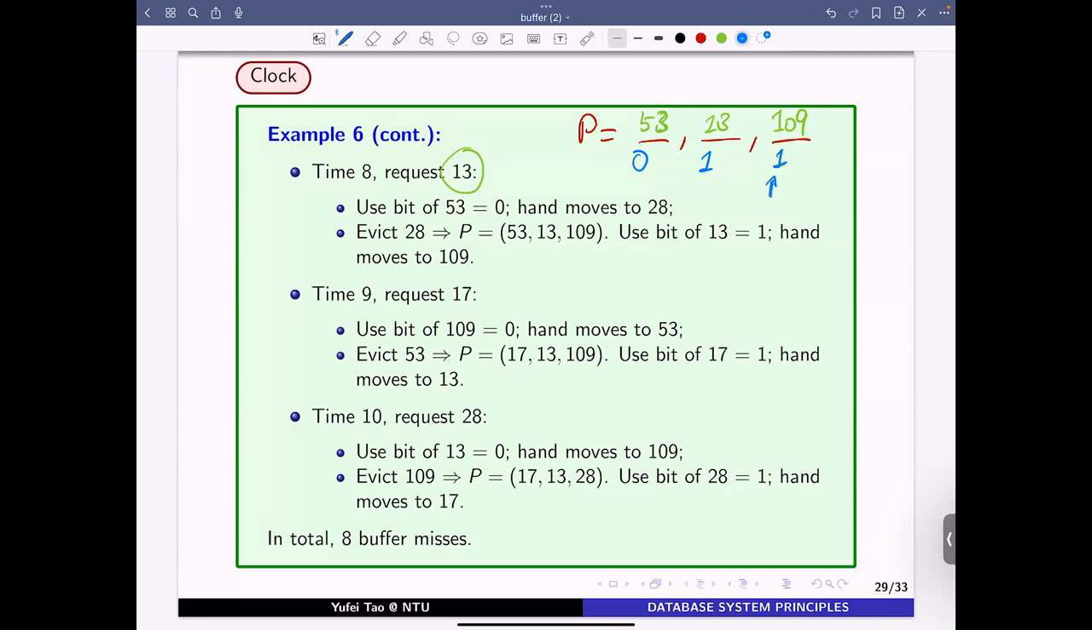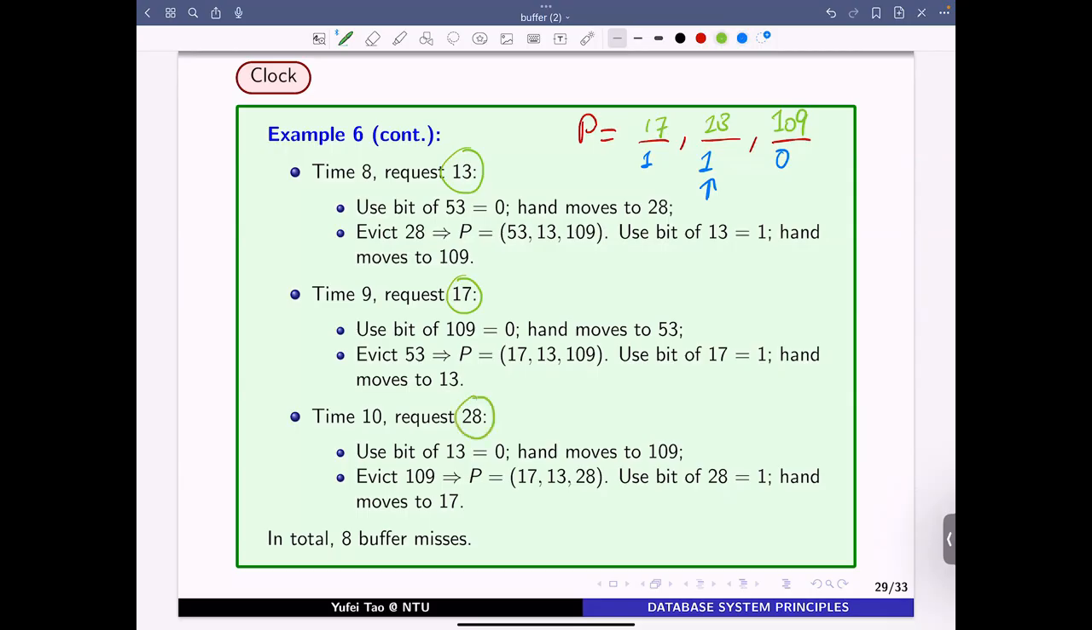So the hand points to 109. Okay, you got the idea already, right? So you have 17 here. You have to empty something. So 109, its bit is set to 1, set to 0, sorry. You move the hand, and the hand points to 53. So 53 will have to go. 17 comes in, and the bit is 1, and then you are done with this element, and then you move the hand to 13.